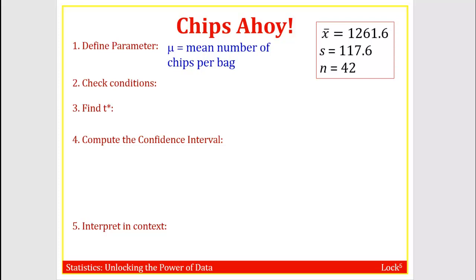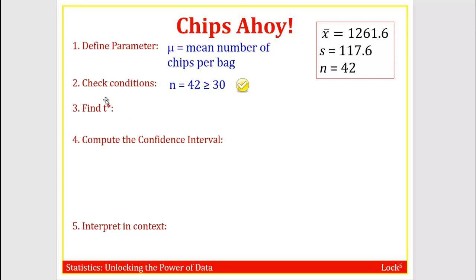The conditions when we're dealing with means are the same regardless of whether you're doing a hypothesis test or a confidence interval. So our conditions were that either the sample size was large, in other words 30 or more, or that our population was normally distributed. In this case, our sample size is larger than 30, so we automatically meet the conditions for this test.